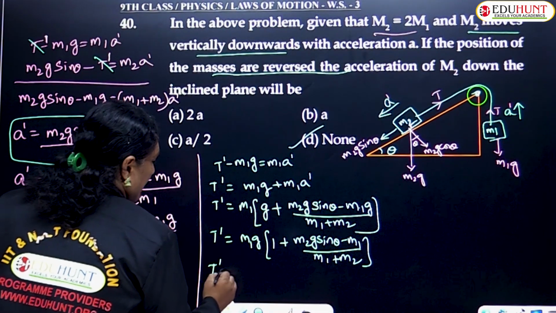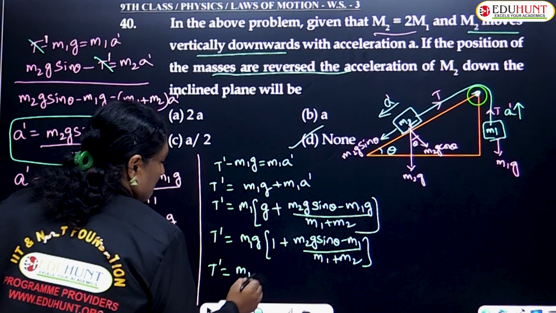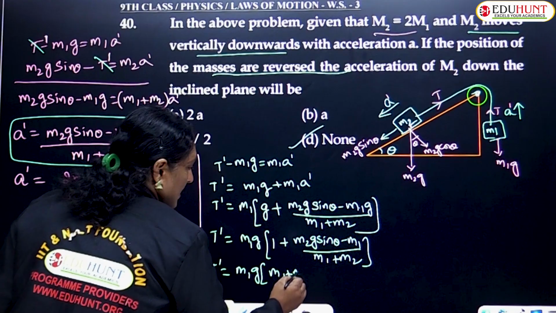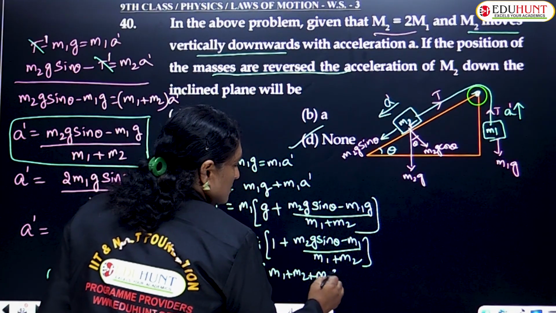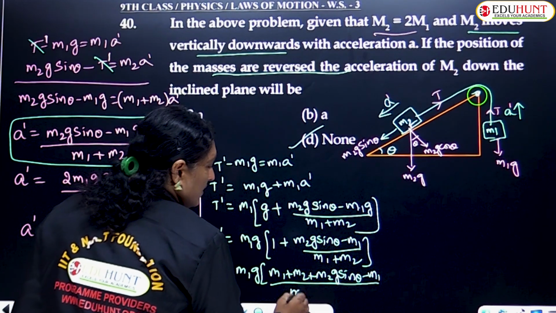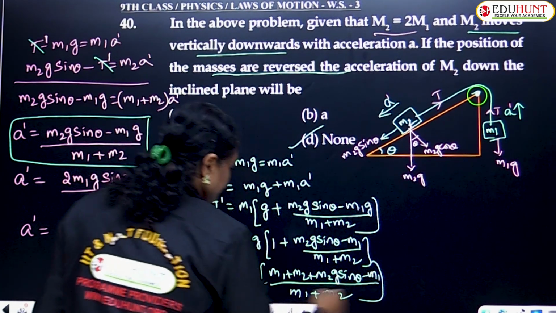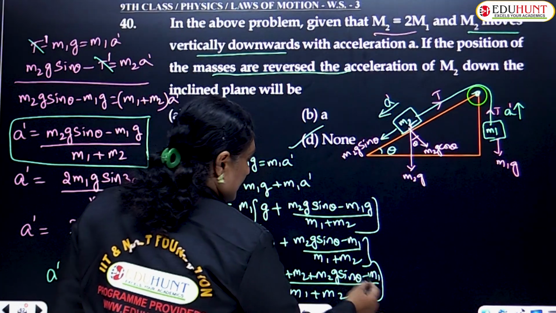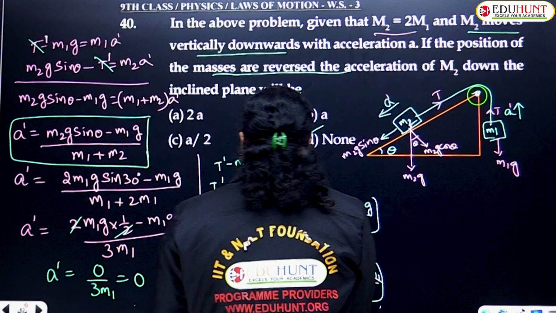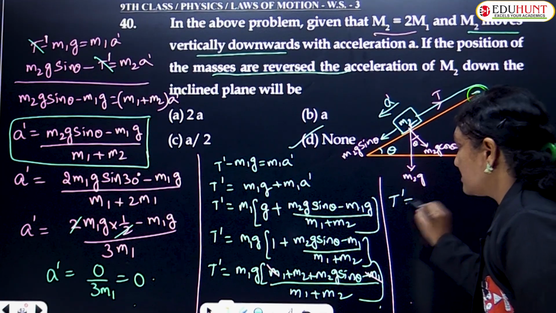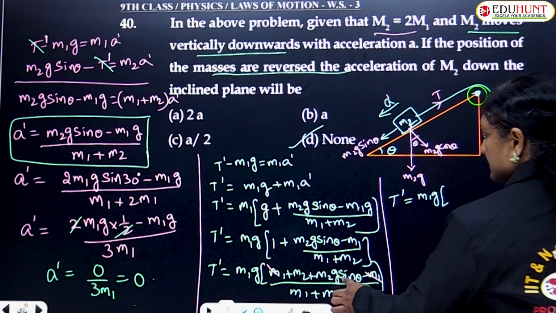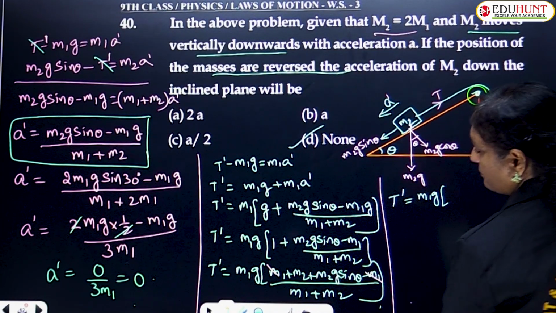Taking the LCM, we have T dash is equal to M1G, LCM 1 into M1 plus M2 is M1 plus M2 plus M2G sine theta minus M1, whole upon M1 plus M2. Clearly this minus M1 and plus M1 will get cancelled. Then you are left with, children, T dash is equal to M1G, and on the inner side you are left with M2 plus M2G sine theta.